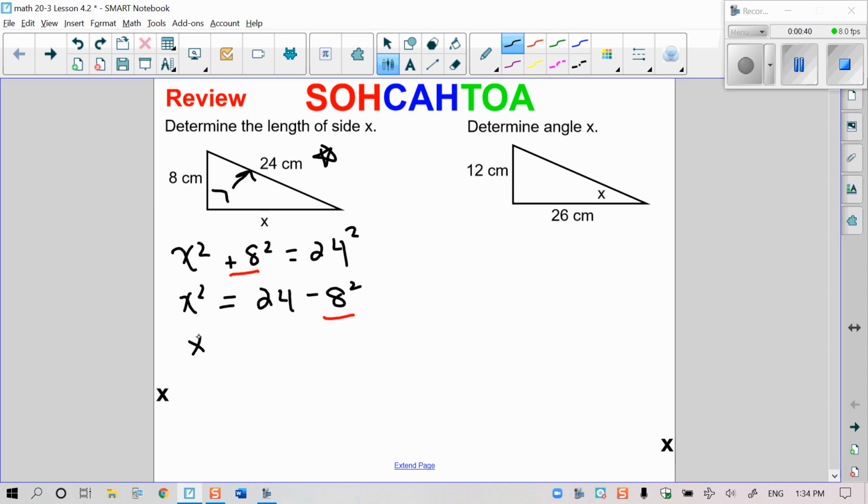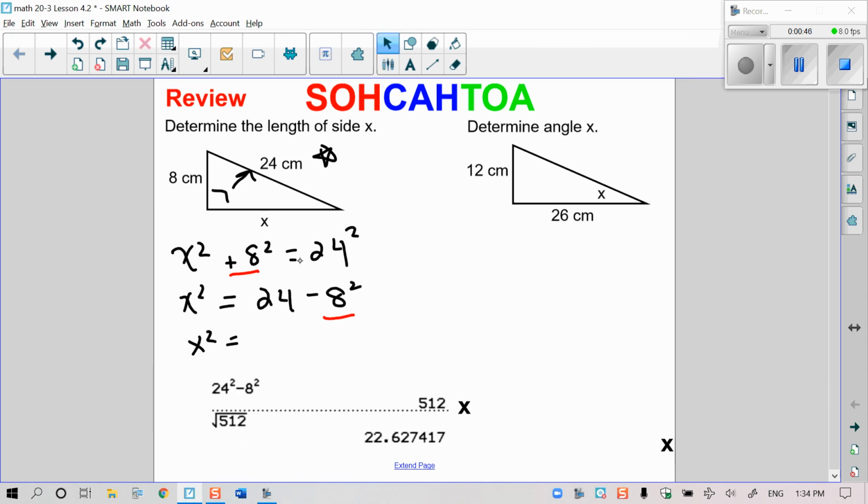So x squared is going to equal, I can put that into my calculator. 24 squared take away 8 squared is 512, which is what x squared is. But x is just going to be the square root of that, which is 22.6. So I know that x, the answer to this, is 22.6 centimeters.